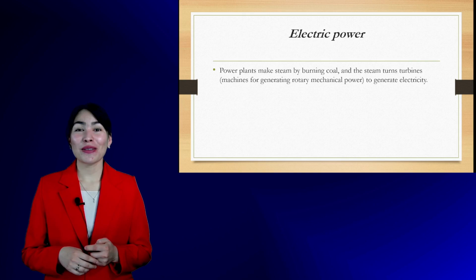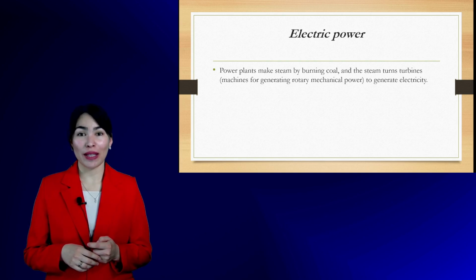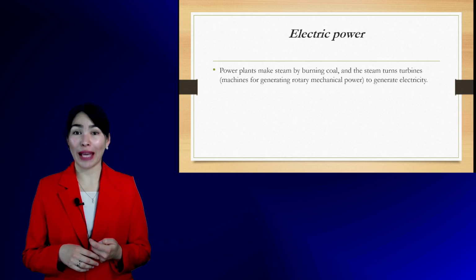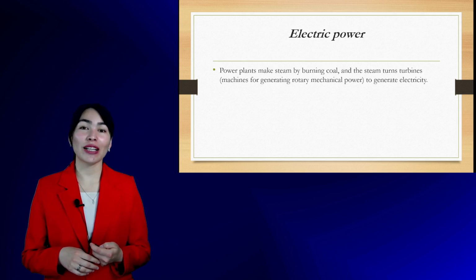Electrical power. Power plants make steam by burning coal, and the steam turns turbines, which are machines for generating rotary mechanical power to generate electricity.